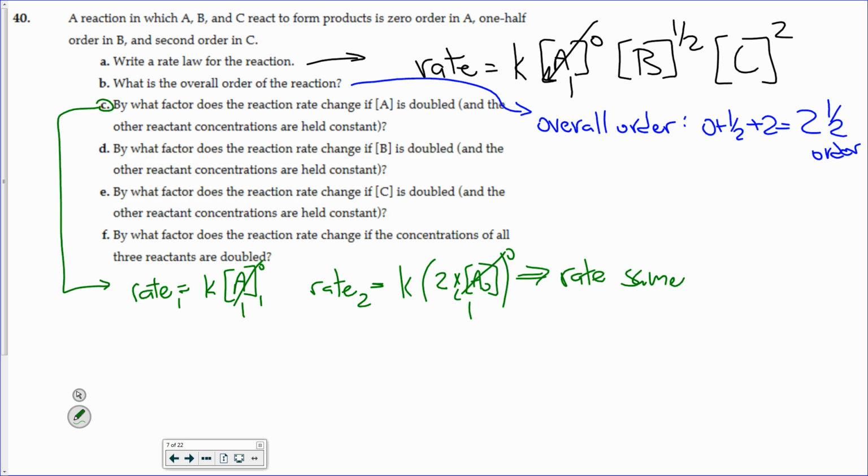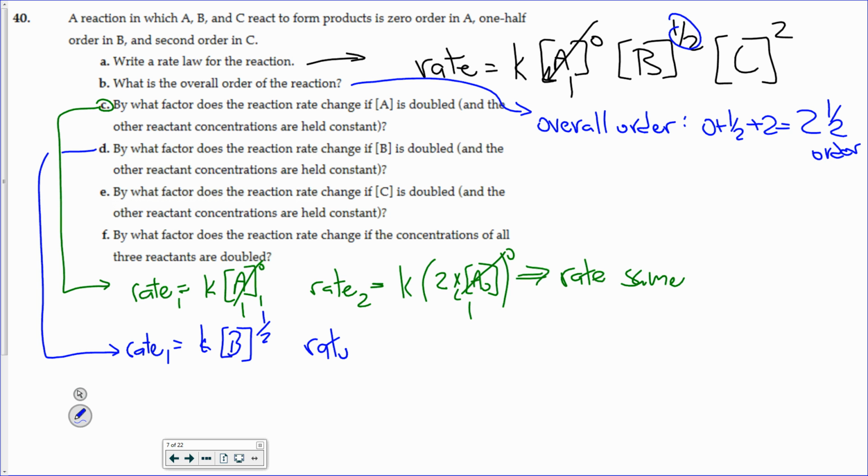All right, so B says, by what factor does the reaction rate change if B is doubled? So let's look at what happens with B. Now we do our comparison of the rate. So rate 1 is equal to K times, and we look at what's happening with B. And B is to the 1/2 power. And then we want to compare that versus rate 2. And rate 2, it's still going to be the same thing, but now it's going to be 2 times whatever B was, raised to the 1/2 power.